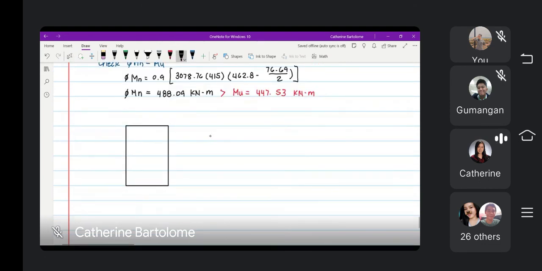Then you have to draw. So your dimension is 350 by 550 with 5 bars, T28 mm. Okay, so that's your final answer. Do you have any question?